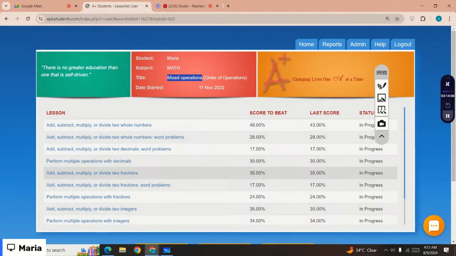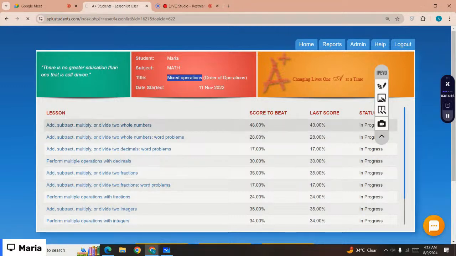Let's just start with the chapter mixed operations. We're going to start with the lesson add, subtract, multiply or divide whole numbers.